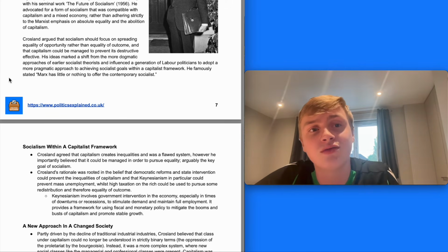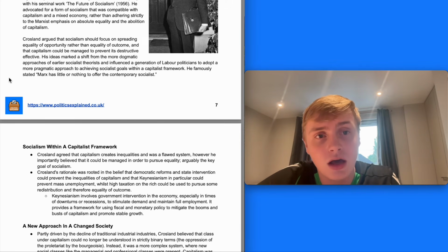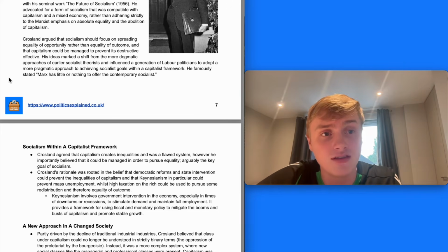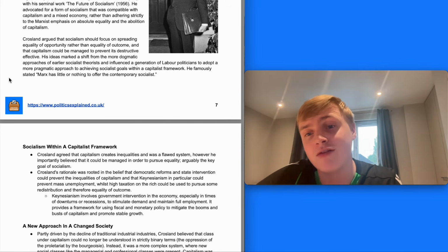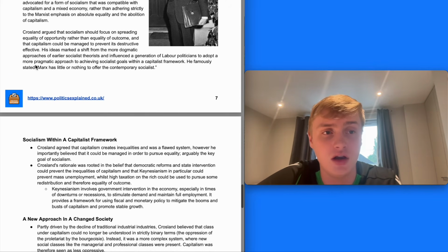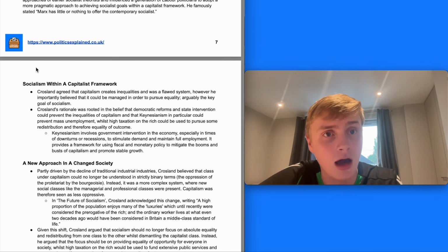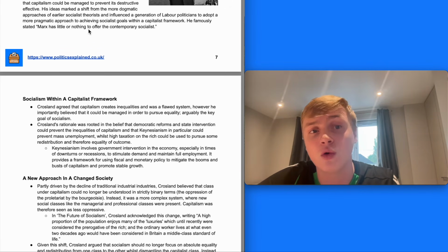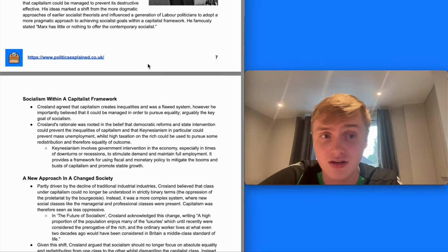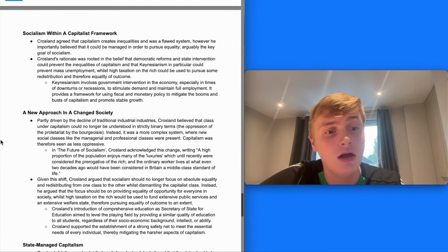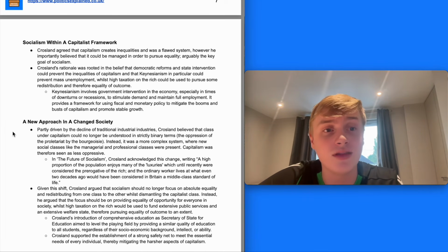So he argued that socialism should focus on spreading equality of opportunity rather than absolute equality, and that capitalism could be managed to prevent its destructive effects. So the real shift from the more dogmatic approaches of earlier socialists. And he famously stated, "Marx has little or nothing to offer the contemporary socialists," underscoring this view. So the first key idea he believed was socialism within a capitalist framework.